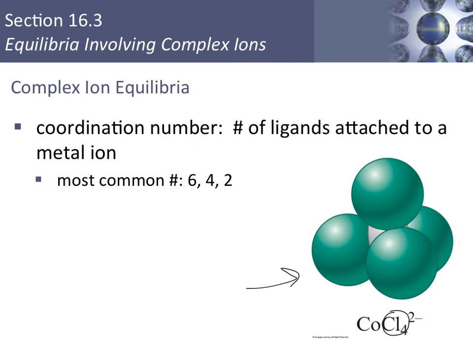Notice the overall charge on the ion is -2. Cobalt has a +2 charge, and then if you add 4 chlorides, which have a -1 charge, overall that's where we get the -2 charge.